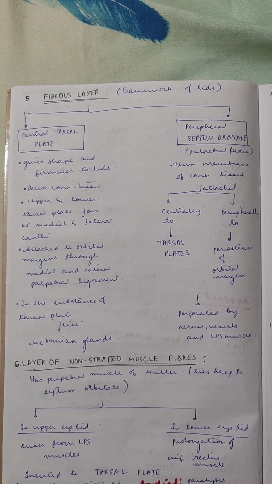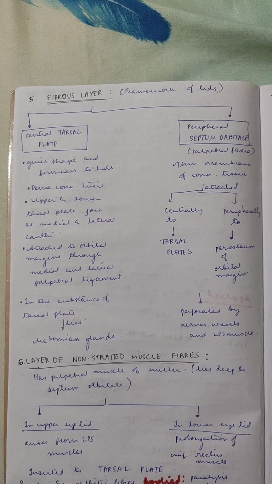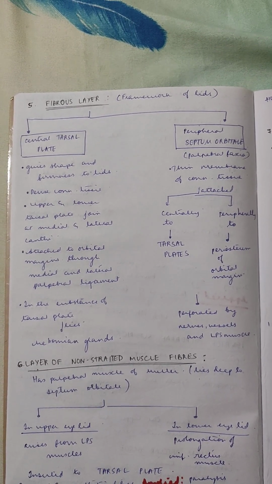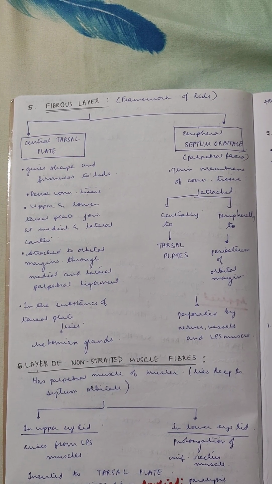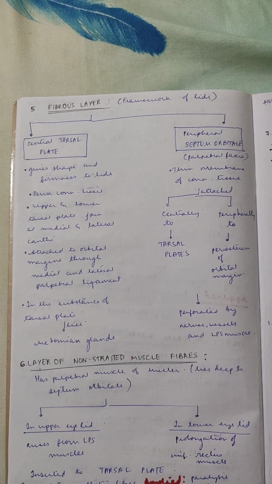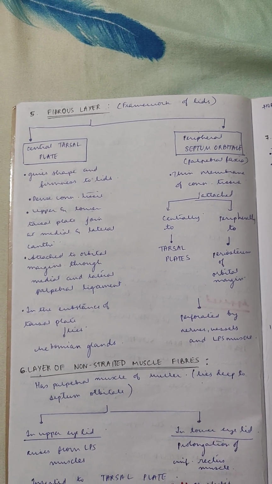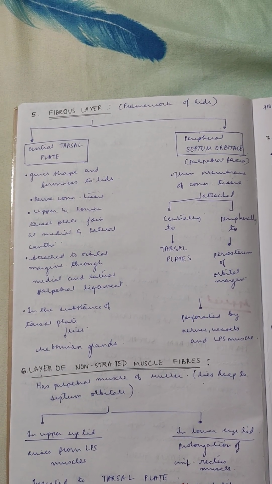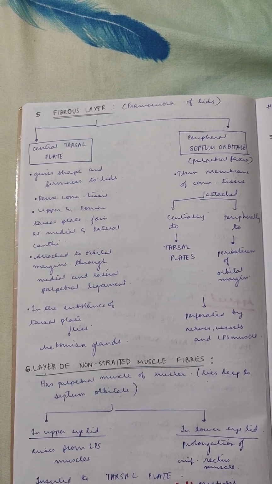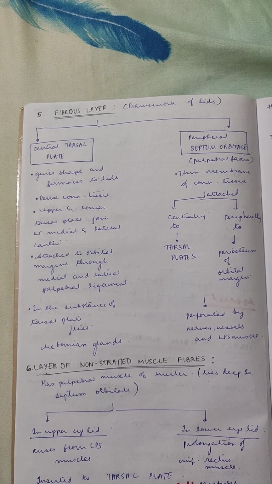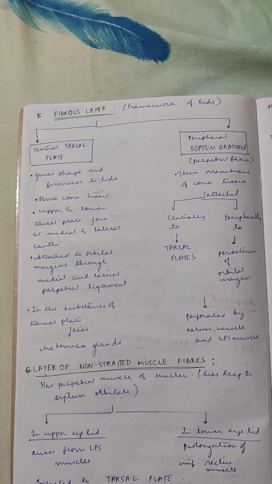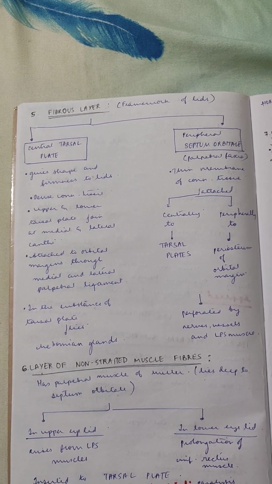We have central tarsal plate and a peripheral septum orbitale. So we know that to the septum orbitale is attached the preseptal part of the orbicularis oculi. The central tarsal plate is the one which is giving firmness and shape to the lids. Dense connective tissue is what it is made of. The upper and lower tarsal plate join at the medial and the lateral canthi and attach to the orbital margins through medial and lateral palpebral ligament. In the substance of tarsal plate is where the meibomian glands are located.